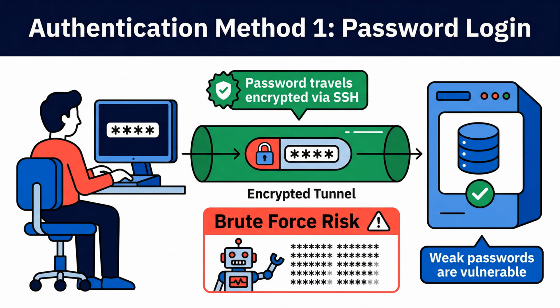Alright, the tunnel is set up and encrypted. Now comes step 4, proving who you are. The first method is the simplest, password authentication. You type your password, it travels through the encrypted tunnel to the server, which checks it against its user database, and if it matches, you're in. The password is encrypted since it travels through the SSH tunnel, so it's safe from network sniffing.